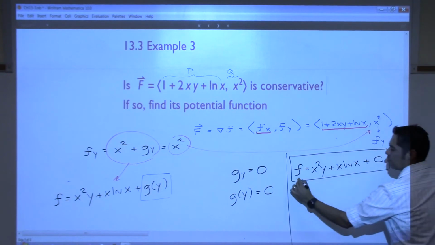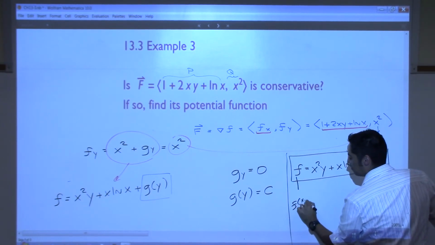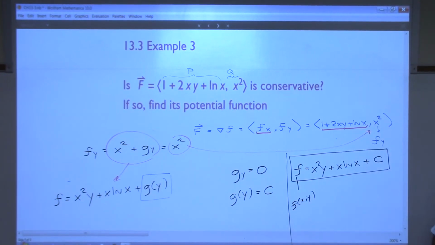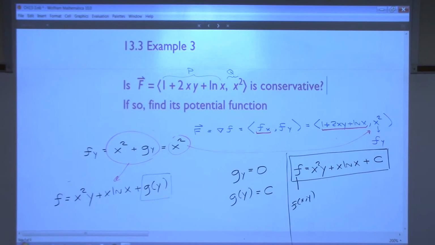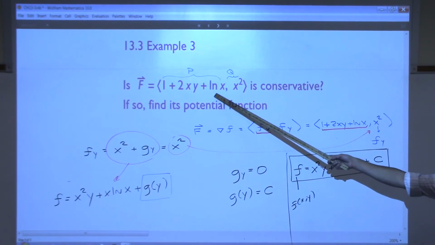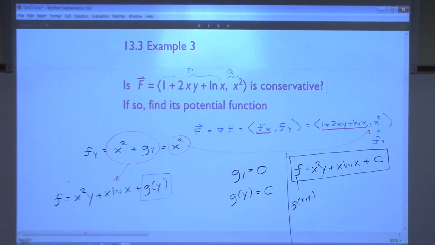Now, if you want to, instead of little f, you could write f of x, y if you didn't want to write little f like that. And the good news is that when you find a potential function, you can always check your answer, right? You just take the gradient of it. So if I take the gradient of this, I should get this. Check it for yourself. It should work. Okay, any questions?